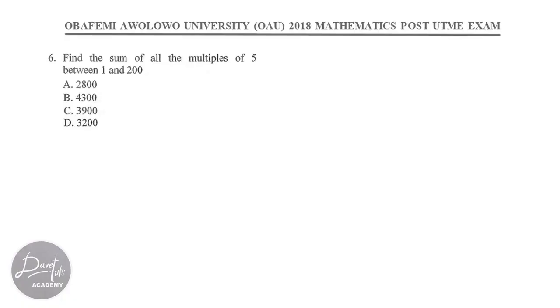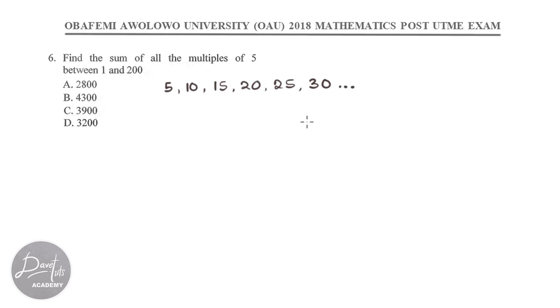We're asked to find the sum of all the multiples of 5 between 1 and 200. Okay? The multiples of 5 between 1 and 200. If we are to look at the multiples of 5, we are going to have 5, 10, 15, 20, 25, 30, 35, and on and on like that.